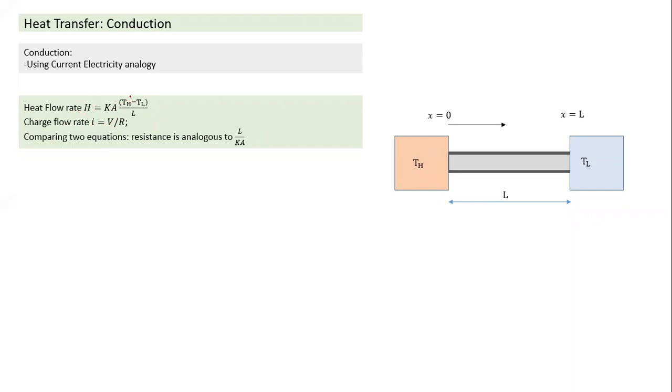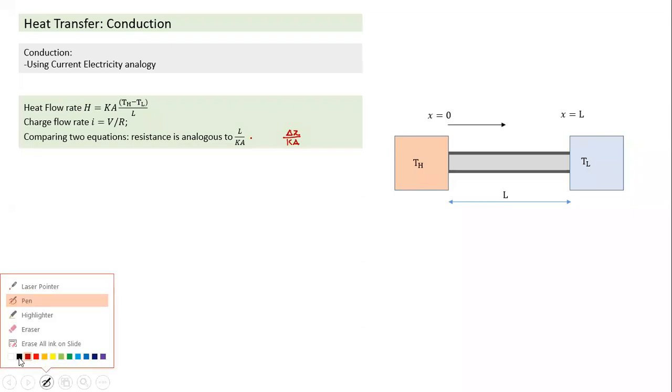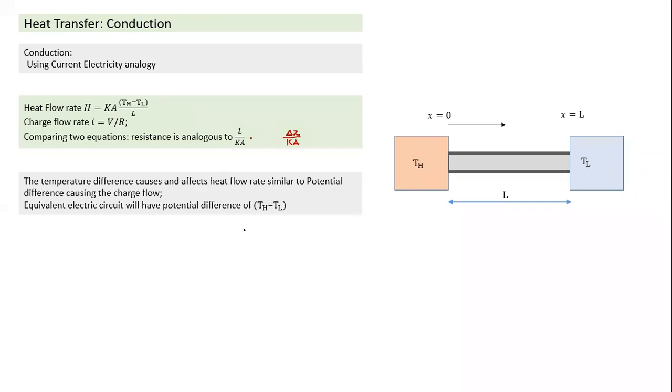When we compare those two equations, this term is similar to voltage, and hence Ka by L is similar to 1 by R. So Ka by L can be taken as 1 by R, or resistance is analogous to L by Ka. We can call this thermal resistance. So we also use the term thermal resistance, which is L by Ka. For a small element, if something is varying, delta X by Ka can also be used as the thermal resistance for a small piece of the conducting rod. And what is the advantage here?